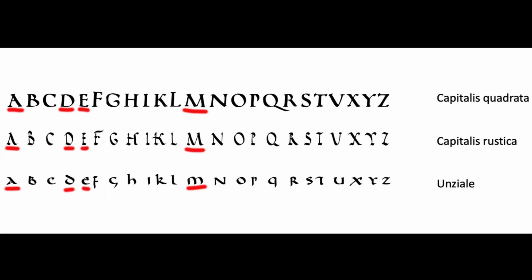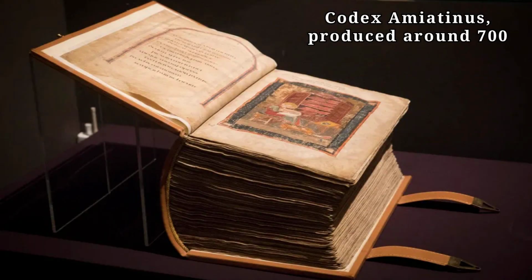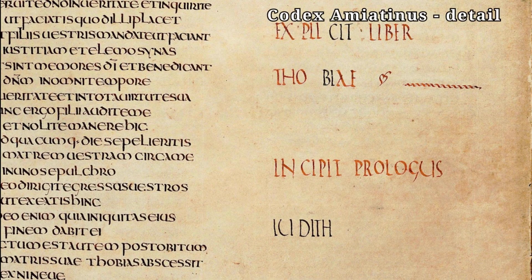Look at the letters A, D, E, and M in Uncial script. They're starting to look different from the sharp, angular Roman capitals. Uncial was the book script of early Christianity. The famous Codex Amiatinus, one of the oldest surviving complete Latin Bibles, was written in a beautiful uncial script in the early 8th century. But uncial was still majuscule. All letters the same height, sitting between two lines.